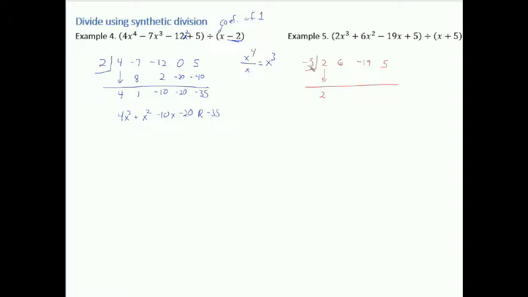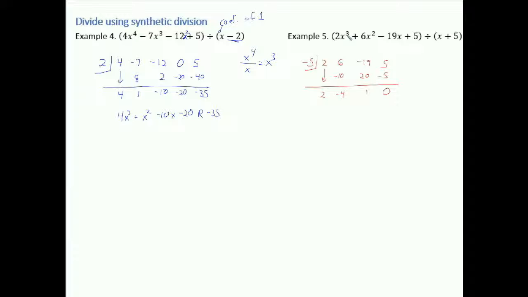So -5 times 2 is -10. We'll add that, and that gives us a -4. -5 times -4 is +20. Add that, and we get 1. And -5 times 1 is -5. We add those, and we get 0. And so now we come down. This is called the depressed polynomial.